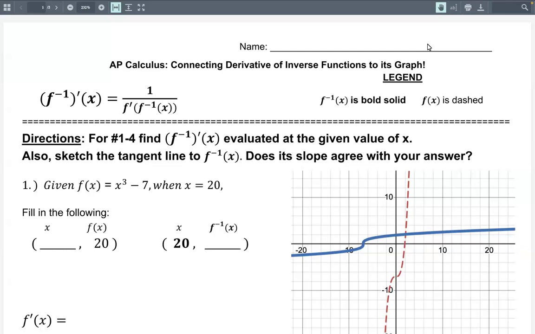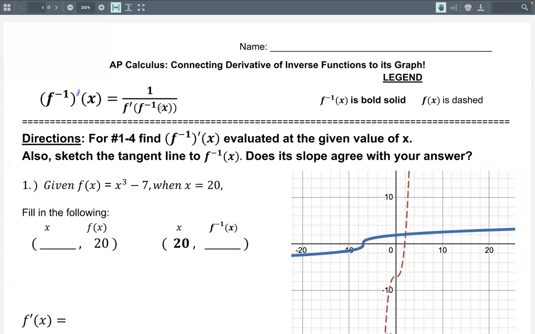This is a detailed video on how to take the derivative of an inverse function at a particular point. So the first couple things I'll point out is I have the formula for this in the upper left here. The formula is as follows. If you want to take the derivative of an inverse function, so the inverse of f has a derivative at some location x, the formula is 1 over f prime of f inverse of x.